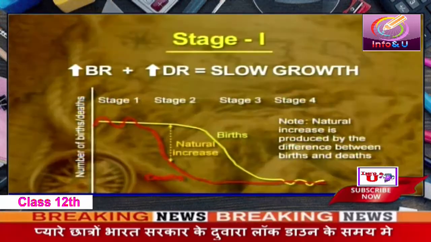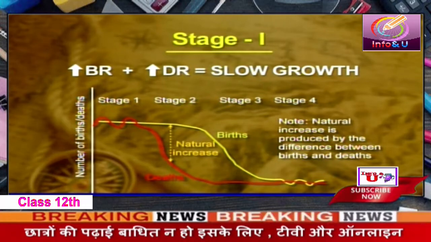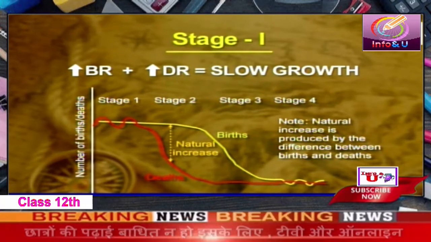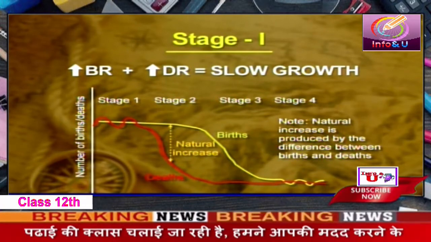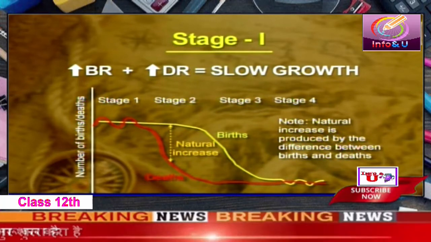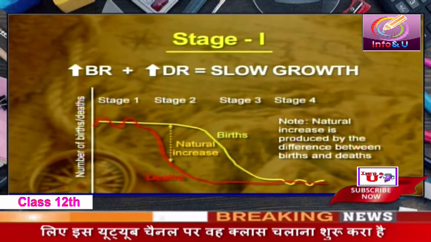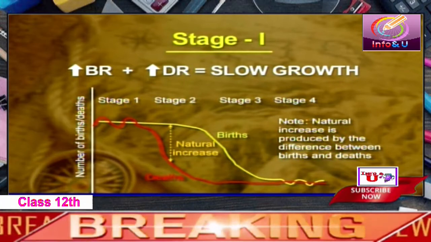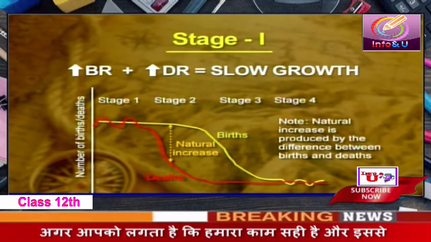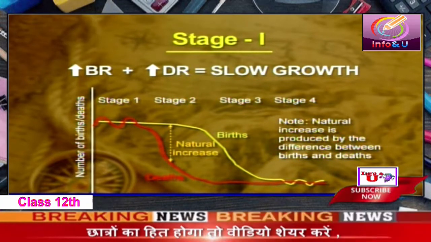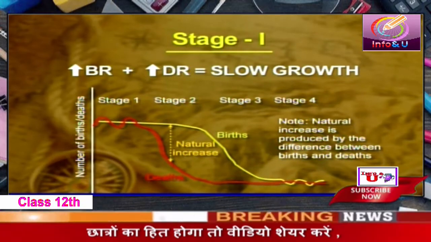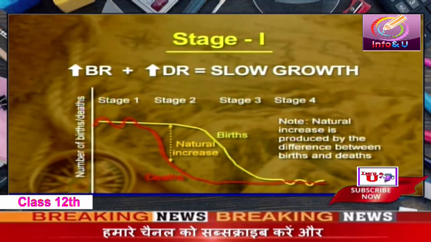Stage 1. This is the world 2 centuries ago. In the first stage, death rate was higher due to epidemics, droughts, and inconsistent food supplies. So to compensate the death rates, the birth rates were more. At this time, the population change was negligible.